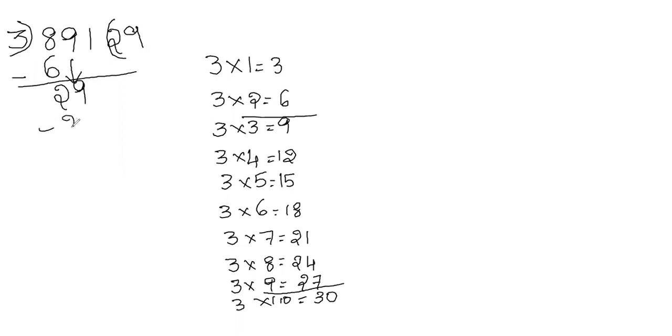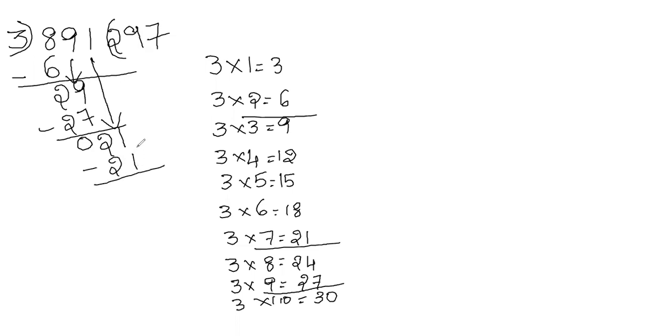3 nines are 27. How much is 29 minus 27? 2. 2 minus 2, 0. Now go for the next digit. 21. See, we have 21 in the 3 table. How many times do we have? Yes, 7 times. 3 sevens are 21. 1 minus 1? 0. 2 minus 2? 0. My division is completed because here there is no other digit.